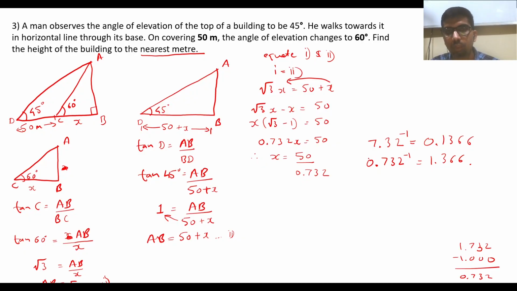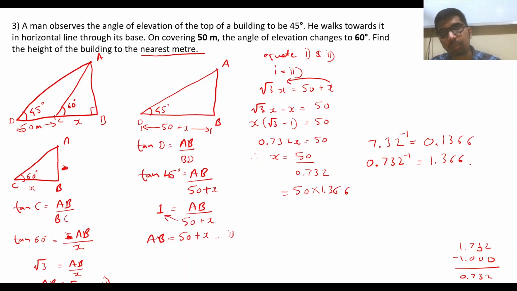0.1366. But we want the answer for which value? We need 0.732. The decimal over here has gone one place towards the left, so the answer over here will go one place towards the right. It will be 1.366. So 1 upon 0.732 becomes 1.366.